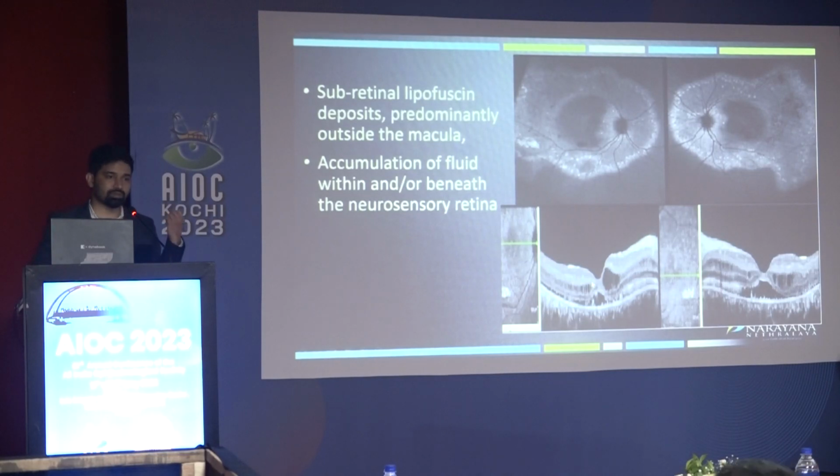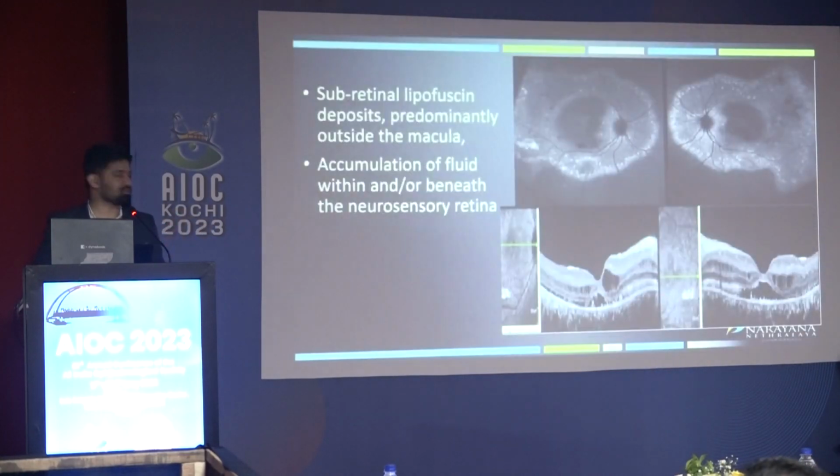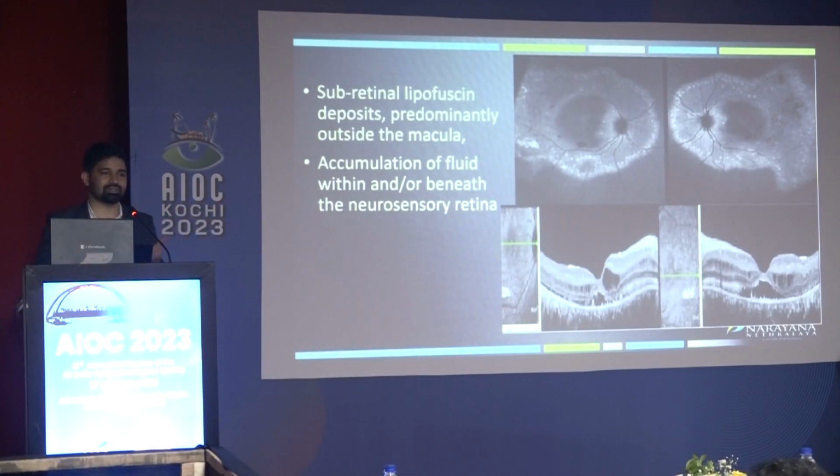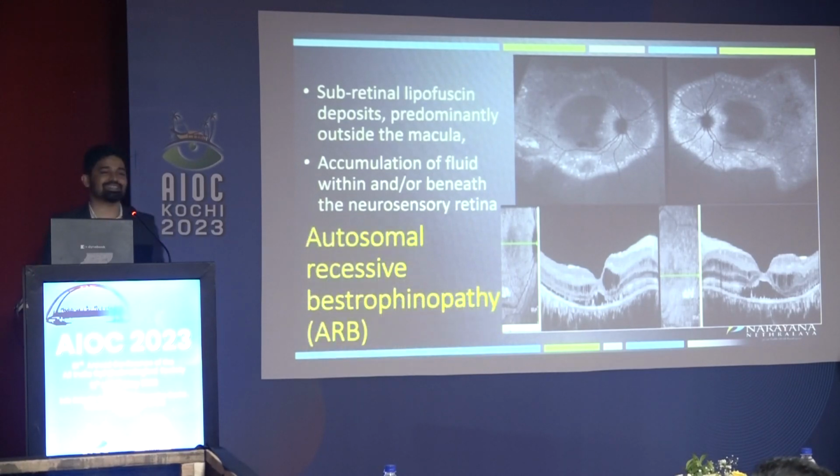In the last case, what was there? Only subretinal, right? This has intraretinal also. Any guesses? If you answer this, not a gold medal, some diamond medal you will get. Fine, anyway. So this is a case of autosomal recessive bestrophinopathy, which is a new entity.